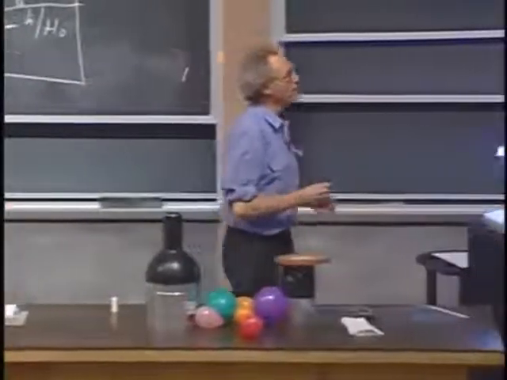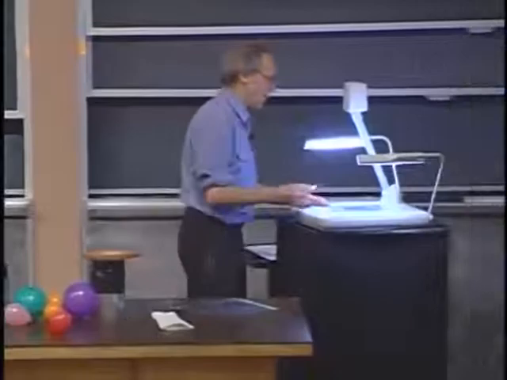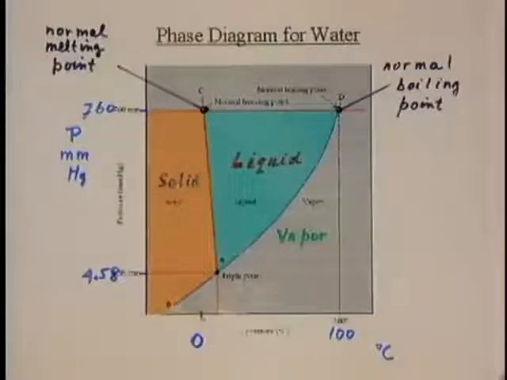And how do I know that? This is the phase diagram for water. 0 degrees centigrade, 100 degrees centigrade. This is pressure in millimeters mercury. And the scales are not very clear. This is all we have. This is, again, what Dave Pooley got from the web for me.